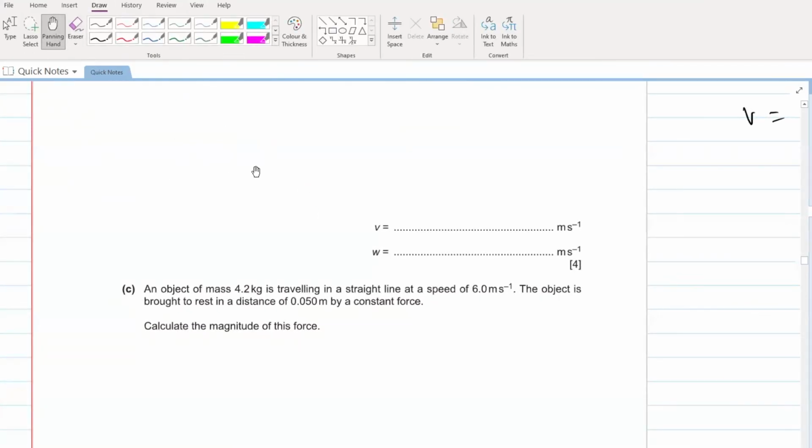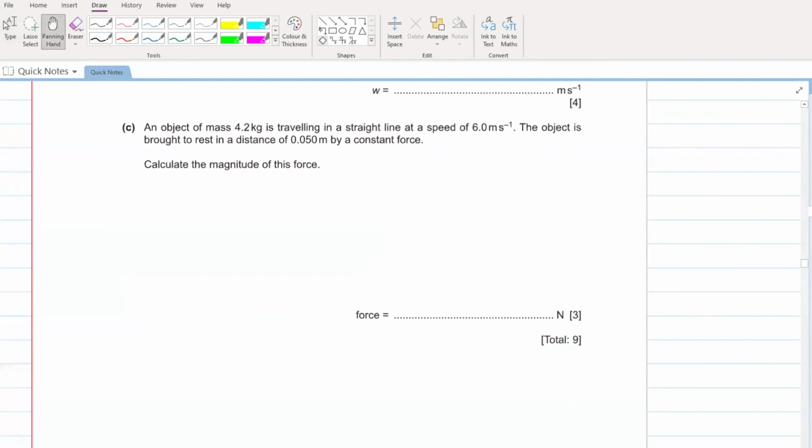Let's see this. An object of mass 4.2 kg is traveling in a straight line at a speed of 6 m/s. The object is brought to rest in a distance of 0.5 meters by a constant force. Calculate the magnitude of this force. How easy is this? You have your initial speed that is 6, you have your distance, you are bringing it to rest, final speed 0. Can you calculate the acceleration? Yes, deceleration. Which formula of kinematics will we use here? v squared is equal to u squared plus 2as. What is v? 0.